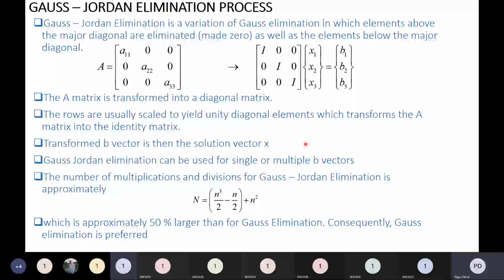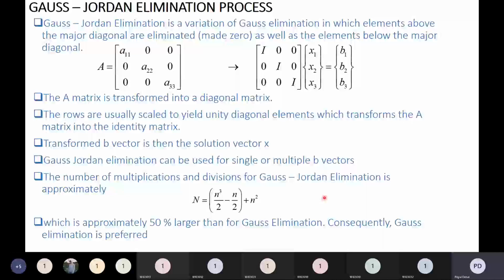But what is your small n? Small n is the size of the matrix. For example, in this case it is 3, a 3 by 3 matrix. So there are 3 cube by 2 minus 3 by 2 plus n square. So n relates to the size of the matrix. If there is a 5 by 5 matrix, then n is equal to 5. And the capital N represents the number of operations.